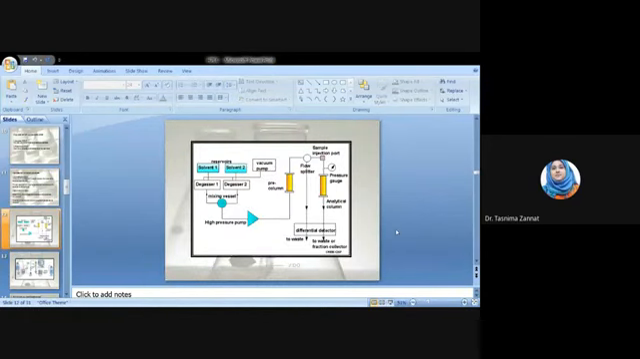Now this is the instrumentation of the HPLC, high performance liquid chromatography. In HPLC, there are first of all two solvent reservoirs. One is solvent 1, the other is solvent 2, because we use here a mixture of solvents.